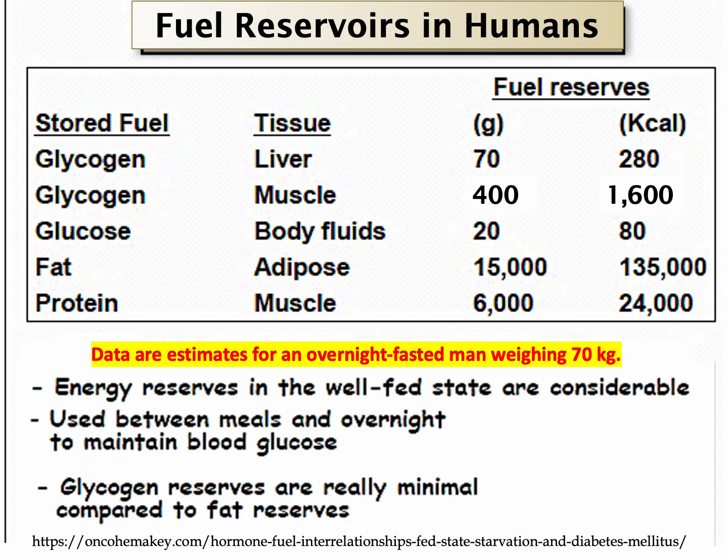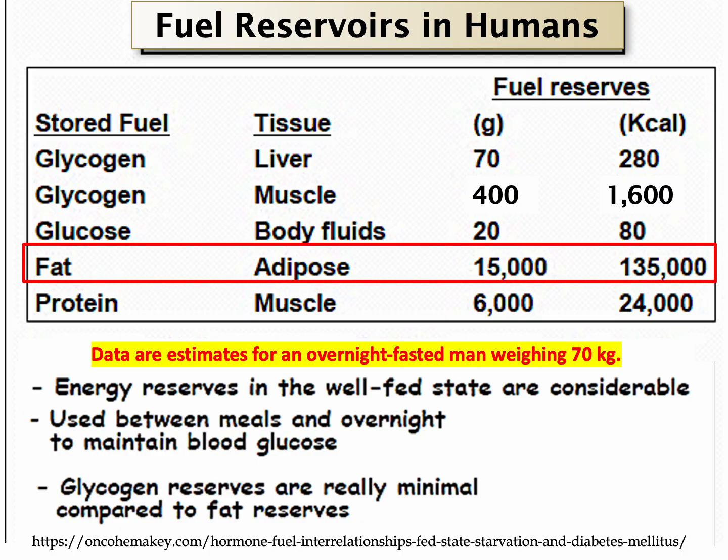So the basic principles of fuel reserve: in a healthy 70-kilogram man, energy is stored mainly as fat in the form of triglycerides, glycogen, and protein. Glycogen serves as a modest but rapidly available source of glucose that the body taps in between meals and during the night. In contrast, fat stores are vast and serve as the primary long-term energy source during fasting.